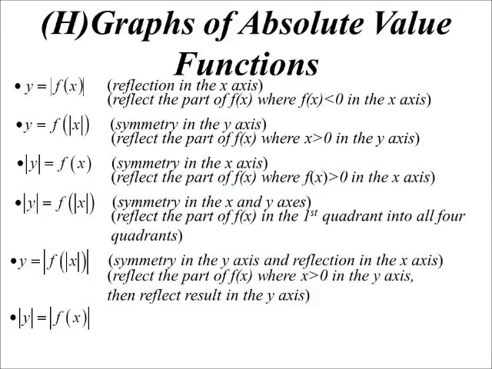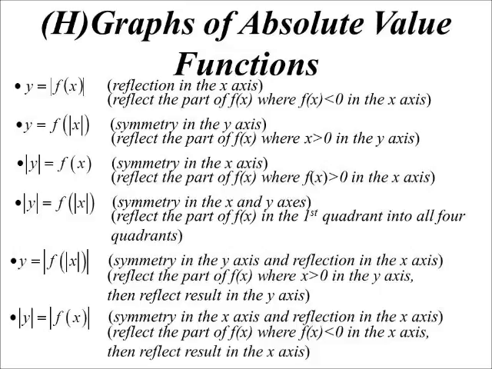All right. Absolute value of y is equal to the absolute value of function x. Well, we know how to do absolute value of y as function x. And we also know how to do y equals the absolute value of function. Must be some sort of combination of these two. So this will have symmetry in the x-axis, reflection in the x-axis. And there's our basic description of what's going to happen. We're going to reflect the part of function x where it's less than 0. That's going to get reflected in the x-axis. And then we're going to reflect that result back.